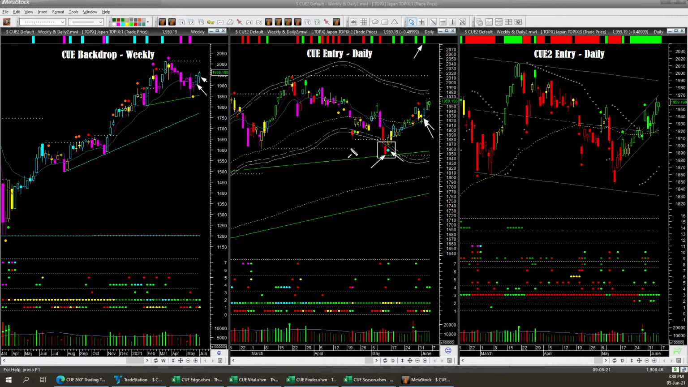A box setup comes at double top, double bottom, or in a sideways market. In this case, it was also an undercut and rally. Headwind setup comes when a stock is reversing from a downtrend to uptrend. That's bullish headwind.